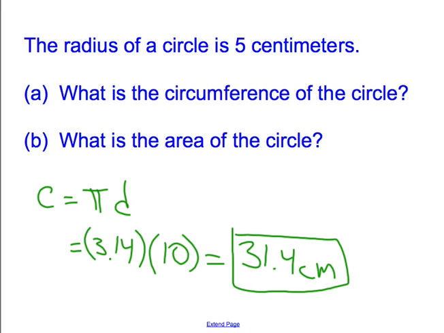B, what is the area? So we went pi d, pi r squared. So area is pi r squared. So 3.14. And then it's not 10. So then we take the 5.